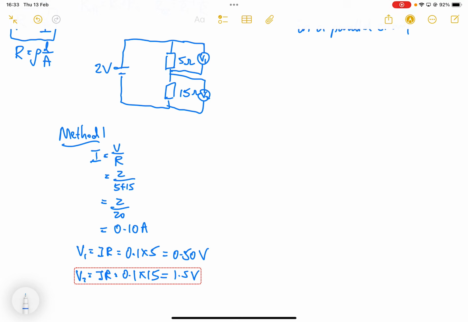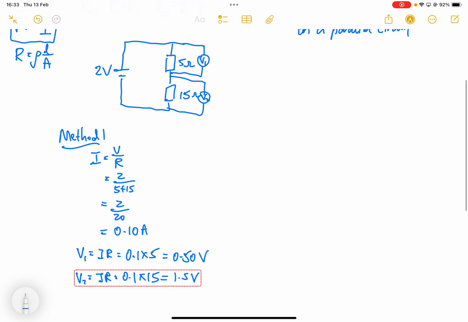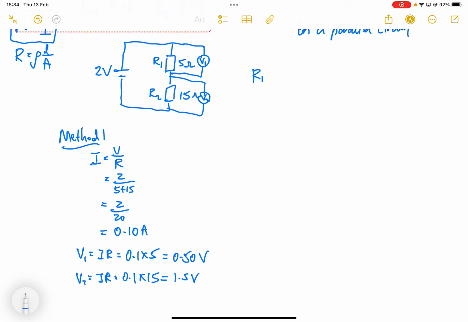Now, this is the traditional way of doing this, all right? But there's a faster way, because we know that the ratio of the resistance is actually the same as the ratio of the voltages. So if you know the ratio, you can just straight away calculate. This is known as the potential divider formula. So what does it say? It says that R1, which is any of the resistances, let's call this R1 and let's call this R2, R1 over the total resistance R is equal to V1 over the total EMF V.